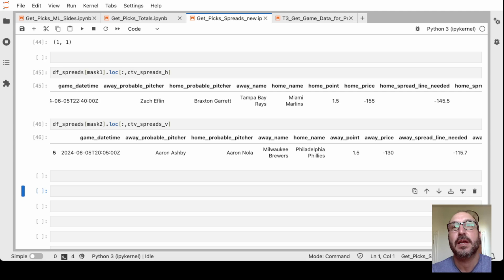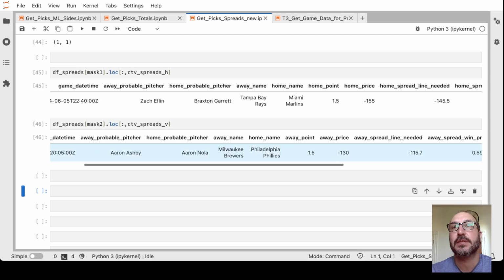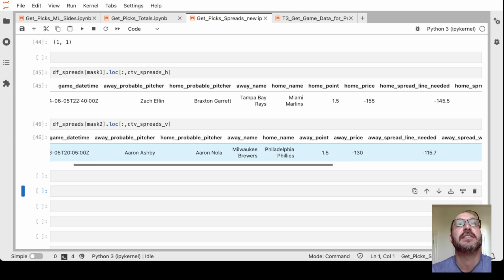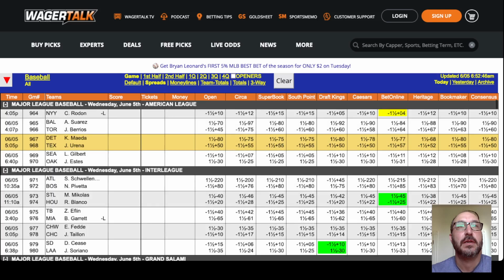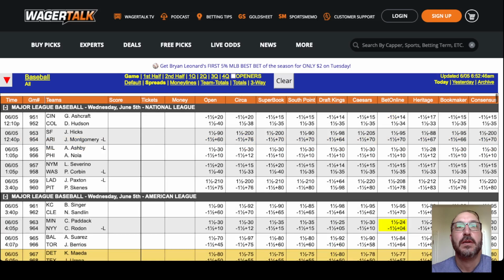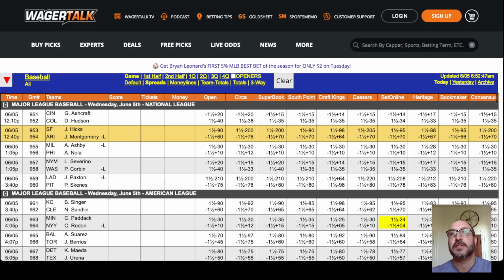Brewers Phillies, again, it likes the Brewers with the 1.5 runs, if you can get minus 115. And what do we got? We're not getting minus 115 on the Brewers. You can see it's about minus 130 across the board, one minus 128. So no bet there.